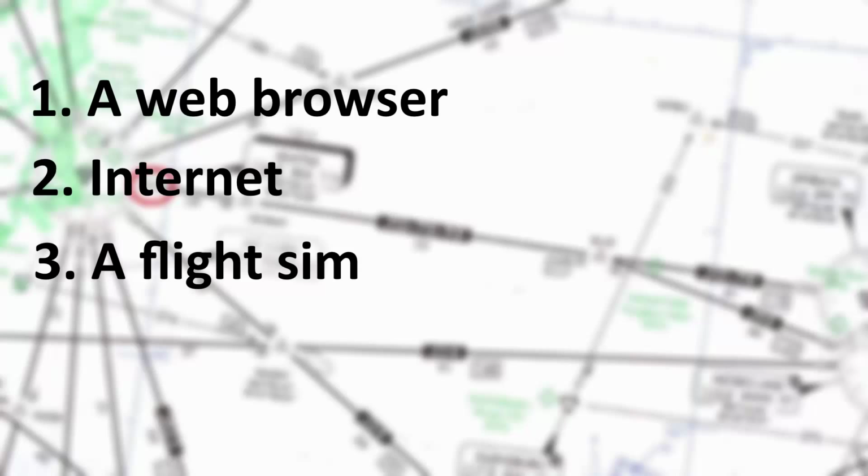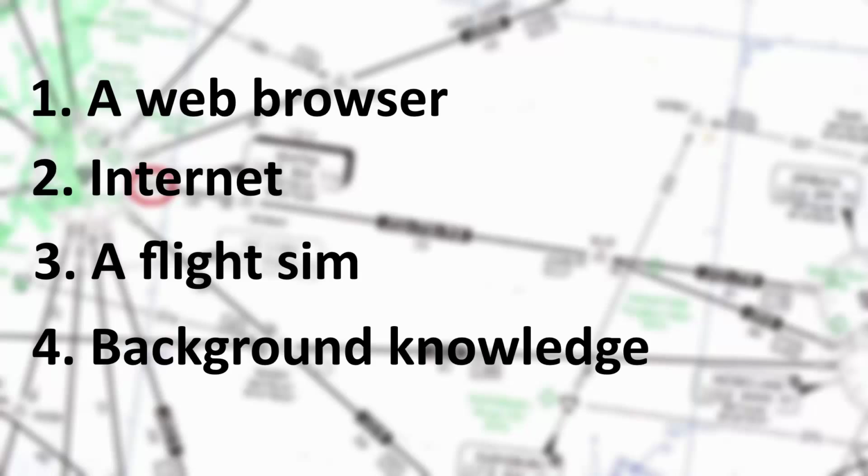So first you need a web browser so you can actually open the sites that I'll provide in this video. Pretty obvious. Secondly, you need internet, because what's a web browser without internet? I don't know. You tell me. Third, you need a flight sim prepared, FSX or X-Plane 10, because if you do not have a flight sim, there's absolutely no need to watch this video. And last but not least, you need a bit of background knowledge so you actually know what I'm going to be talking about in this video and that you don't get confused later on. So let's begin.